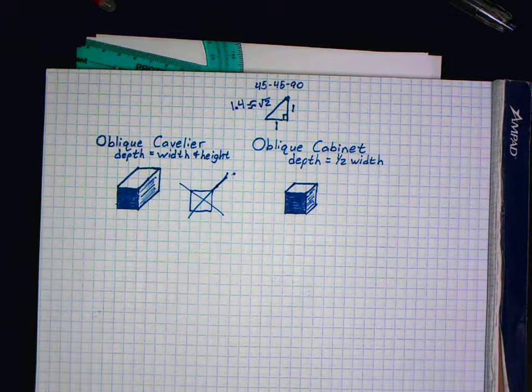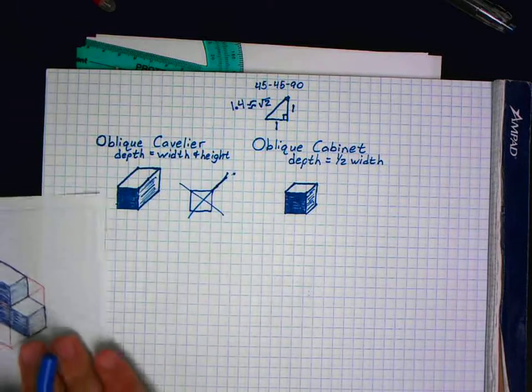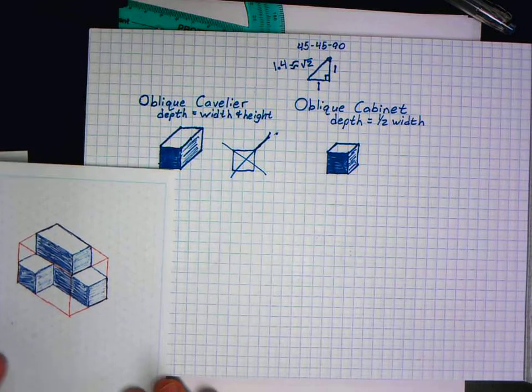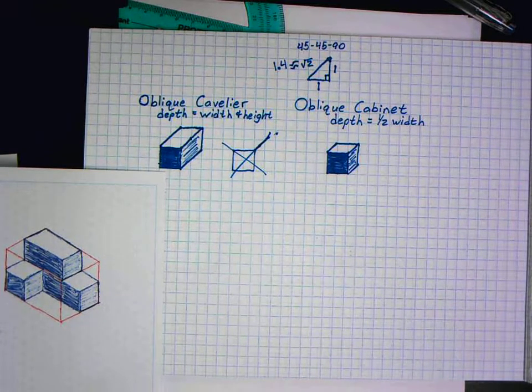Okay, we're going to practice drawing these one time. What we're going to do is take this picture from isometric, and we're going to draw it as... Which one would you like to start with, cabinet or cavalier?